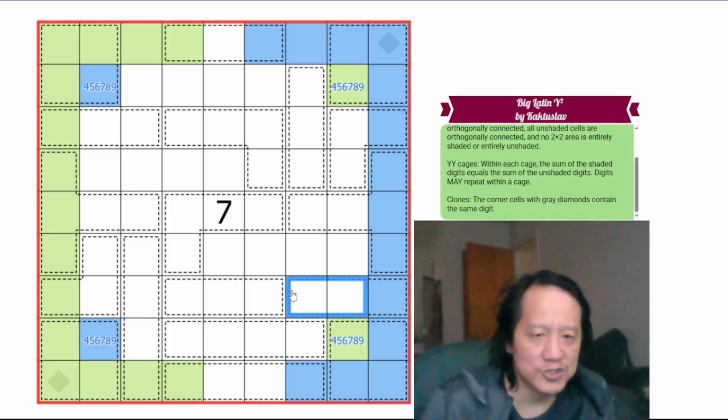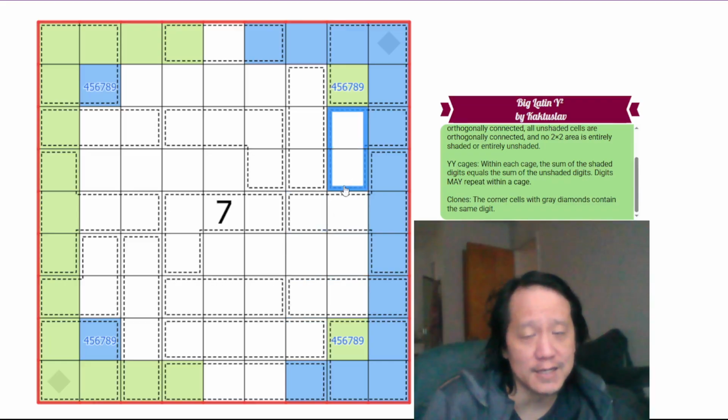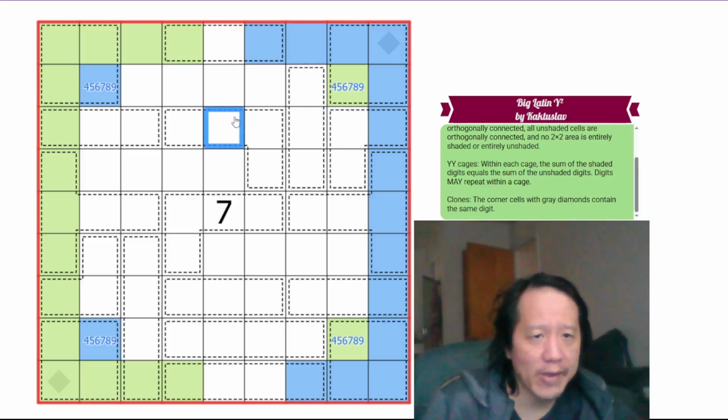One of these is at least green. One of these is at least blue.